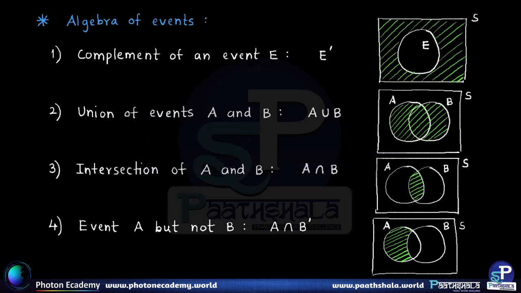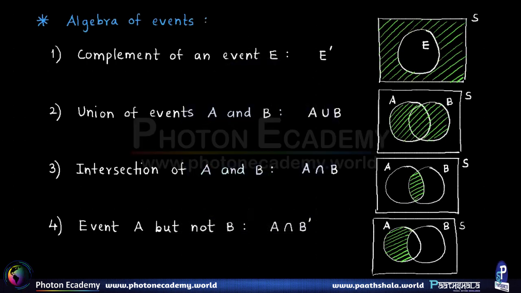So similarly we can derive many such different regions based on the various conditions, but these are the four main operations that we do most frequently on the events. Now let us move ahead and see some of the standard results related with these operations.